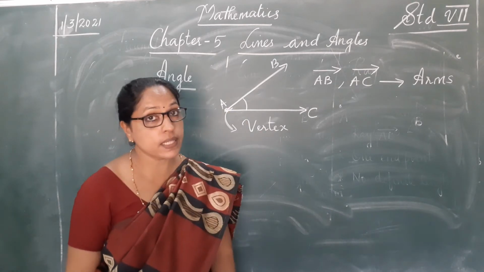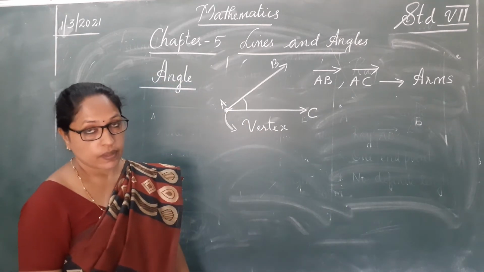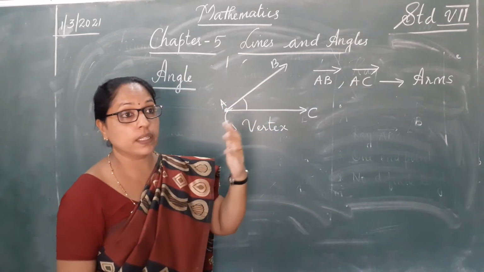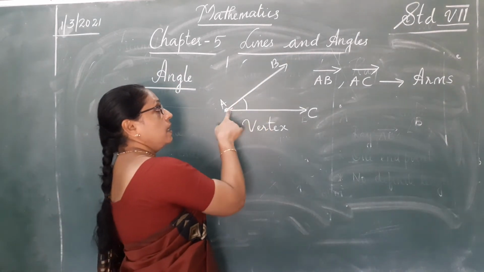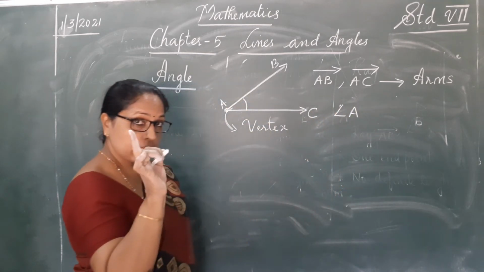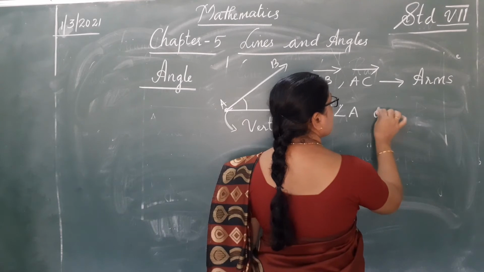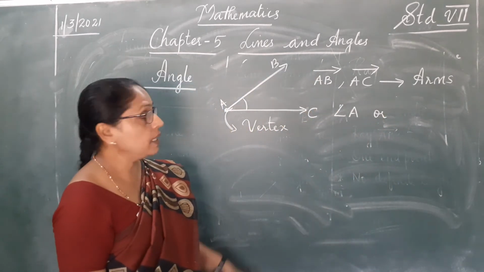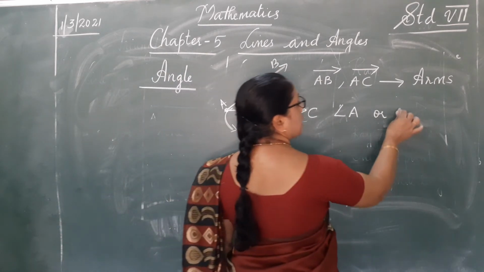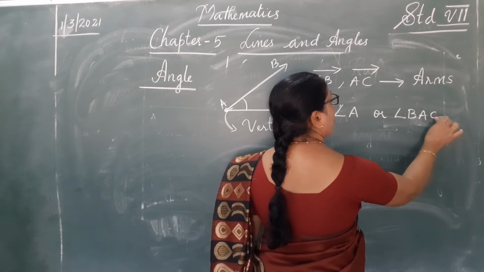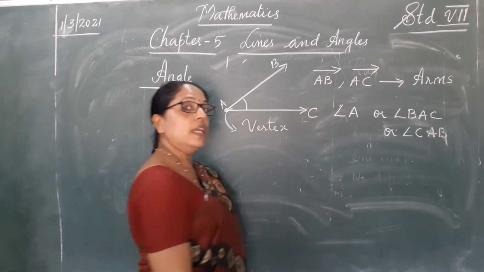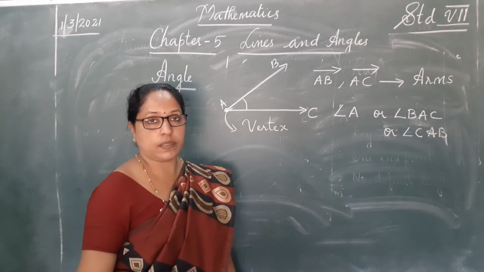How do you name this angle? Use these letters, as I already mentioned in the previous video on the triangle. A is the vertex, so it should come in the middle. So you can name this as angle A with one letter. Or with three letters, A should be kept in the middle, and the other two letters on both sides. So, angle BAC or angle CAB. This is the way that an angle is named.